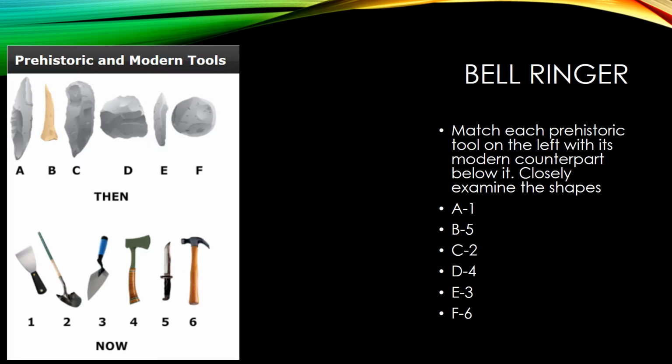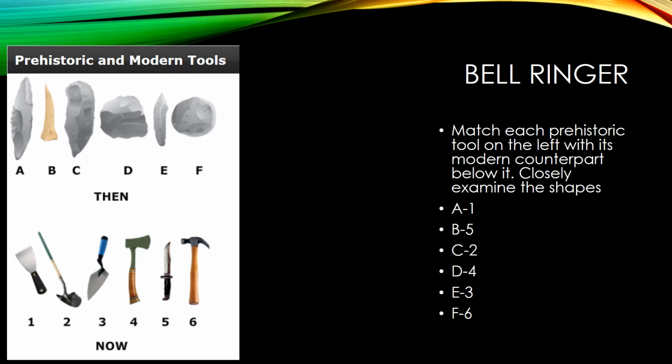That would be good for puncturing things, again, such as animal hide or maybe an animal itself when you're out there hunting. C matches up to 2. That may have been a shovel, something to dig with, maybe digging for roots and different fungus such as mushrooms to eat. D matches up to 4, which is a hatchet. And as you can see, the hatchet blade is kind of shaped just like the tool in D.